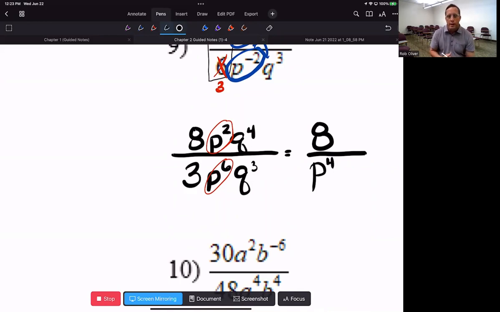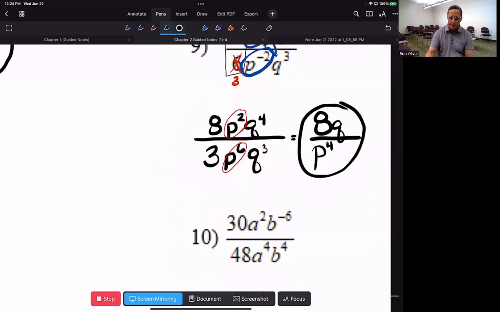Okay. And then as for the Q's, there's just one more Q in the numerator than there was in the denominator. So Q to the first, but we don't need to put that one there. When it's just the one, just leave it as Q. It's implied. We know that it's there. You don't need to show it.